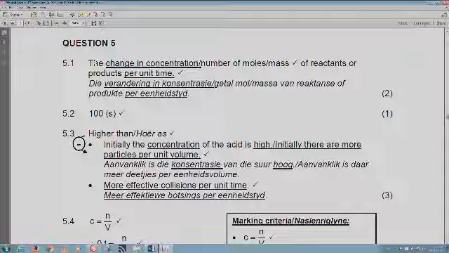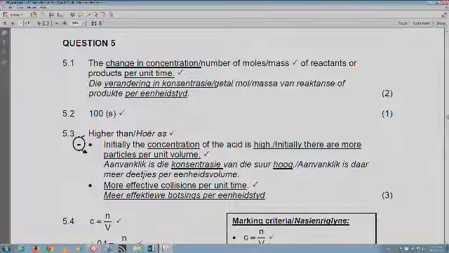The expected answer there is the change in concentration of reactants or products per unit time. It's 1 mark for the change in concentration, and then 1 mark for per unit time. Or the learner can say the change in number of moles for 1 mark, per unit time the second mark. Or the change in mass for 1 mark, per unit time. It is either for the reactants or the products.